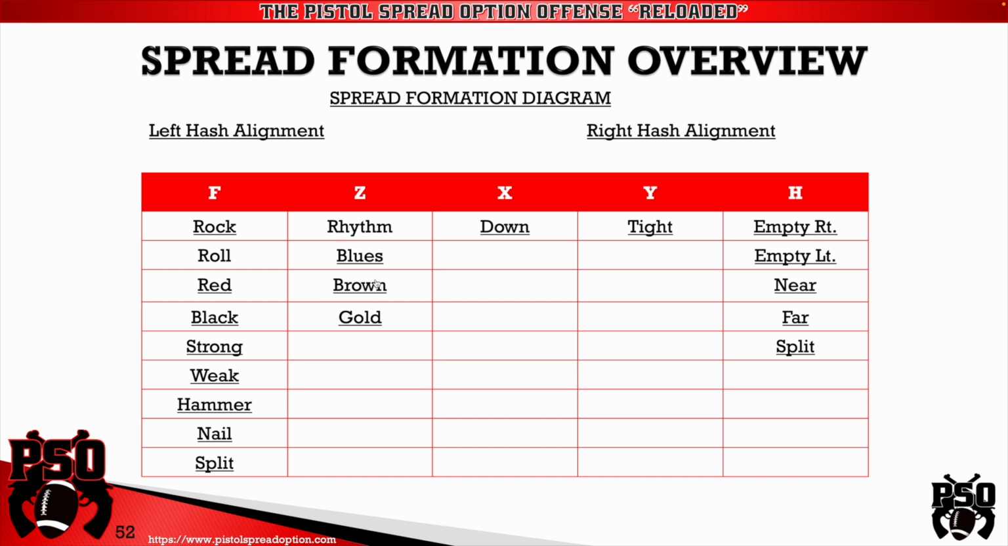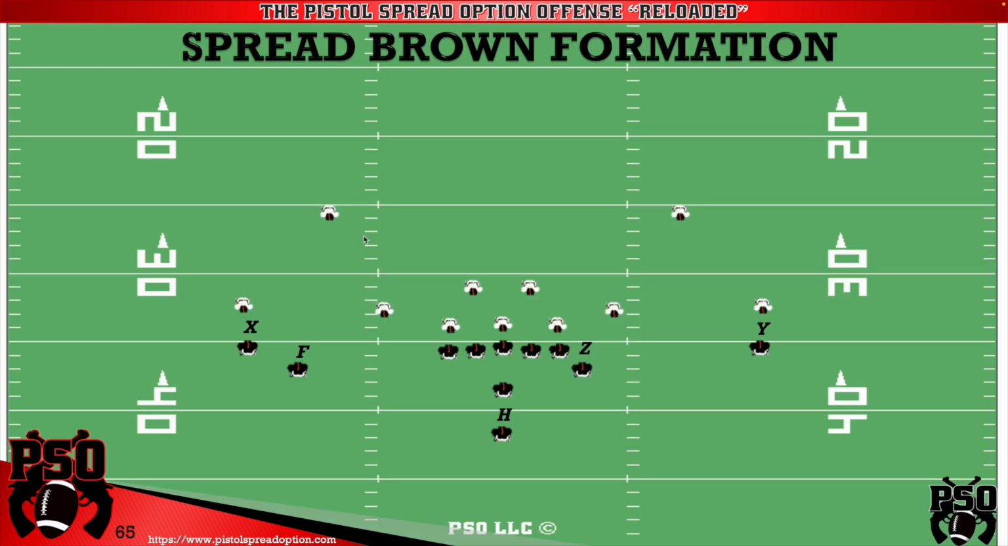The next part that we have to learn from our Z is brown and gold. This gives us a 1x1, 1 foot wide and 1 foot back off the line of scrimmage from the end man on the line of scrimmage. So brown is to your right, gold is to your left. This would be a spread brown, where the Z would come from the slot down to a 1x1 off the tackle.